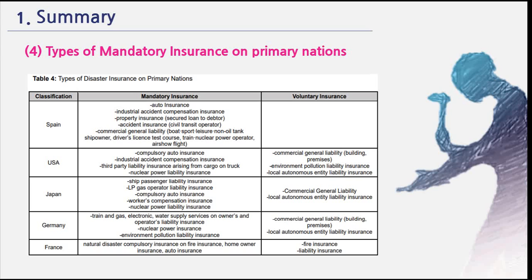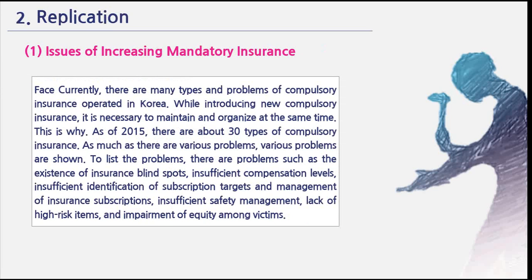4. Types of mandatory insurance by primary nation. Classification: Spain, US, Japan, Germany, France. Mandatory insurance, voluntary insurance. There are many types of compulsory insurance currently operated in Korea and many problems. While introducing new compulsory insurance, it is necessary to maintain and organize at the same time.